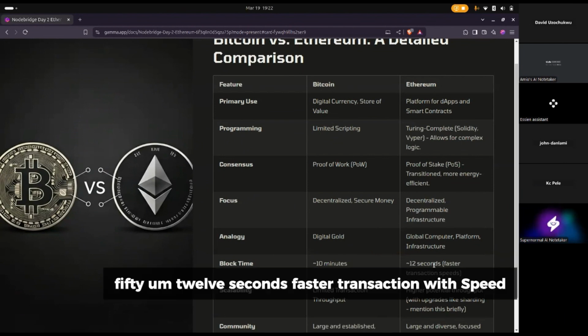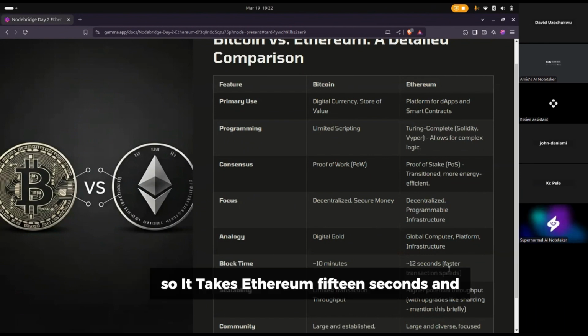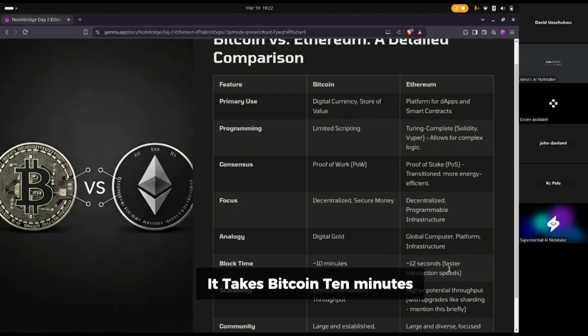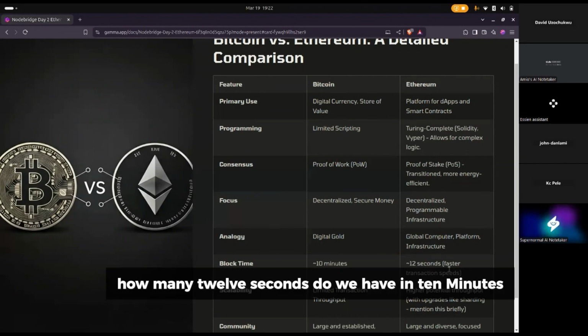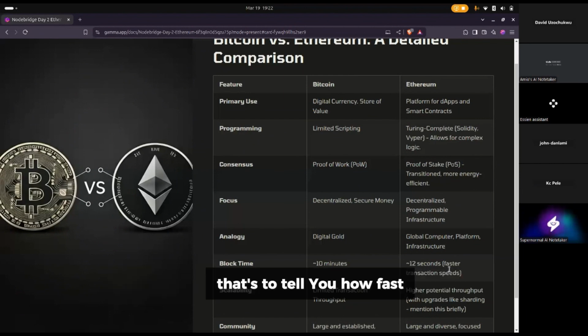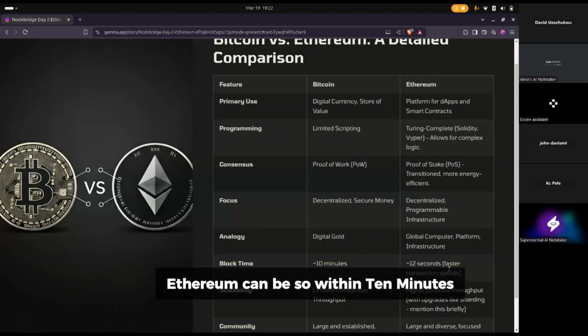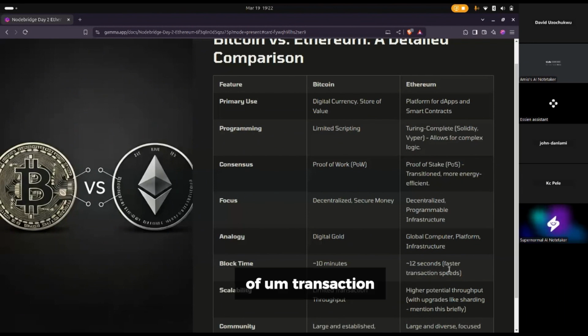Then we have 12 seconds, faster transaction speed. So it takes Ethereum 15 seconds and it takes Bitcoin 10 seconds. So look at the difference. How many 12 seconds do we have in 10 minutes? That's to tell you how fast Ethereum can be. So within 10 minutes, Ethereum would have completed a lot of transactions, while Bitcoin is still trying to. So that's just what it is.